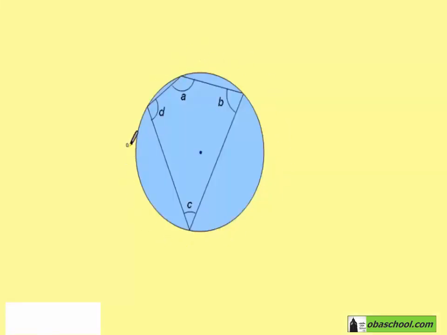Consider this circle and the quadrilateral within it, with all four of the vertices touching the circumference of the circle. The opposite angles add to 180 degrees. So A plus C is 180, and also B plus D is equal to 180. If we use this fact in a question, we state that the reason is that we have a cyclic quadrilateral.